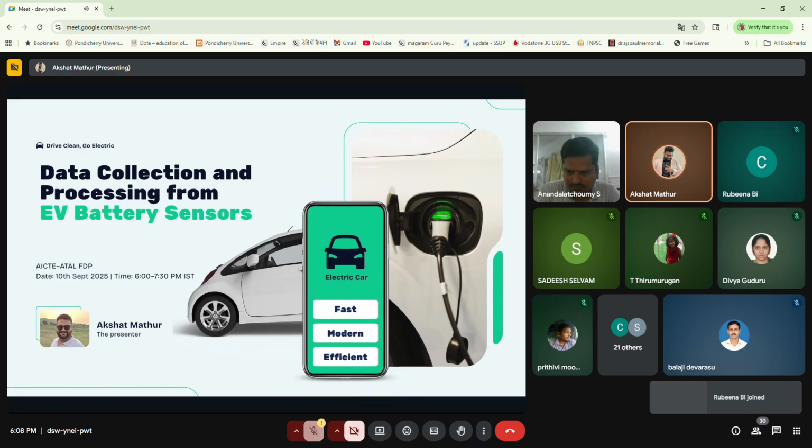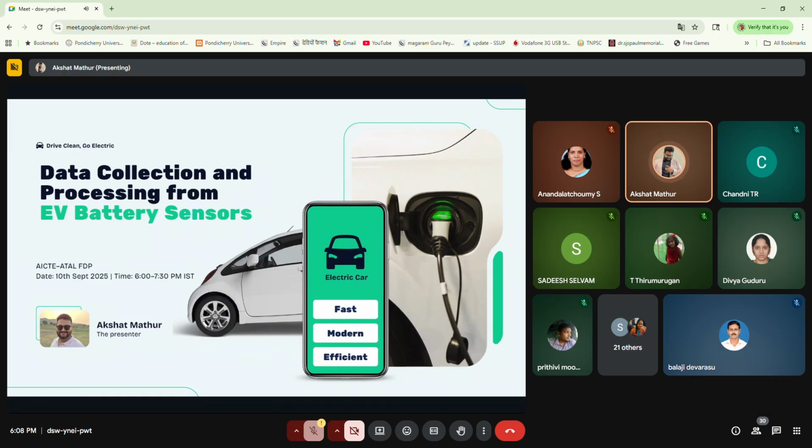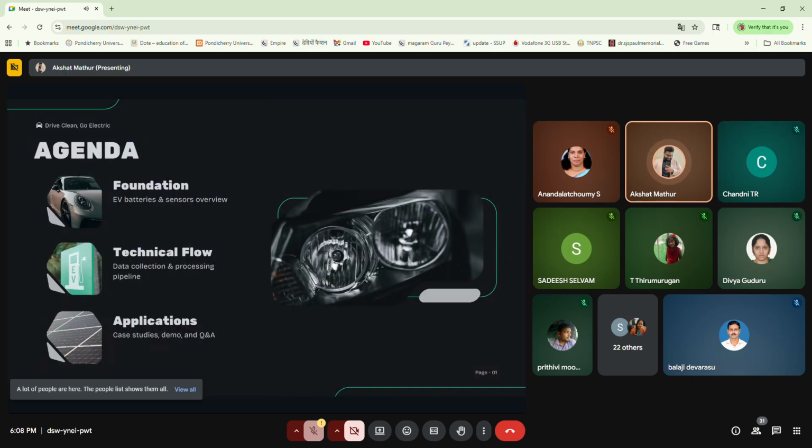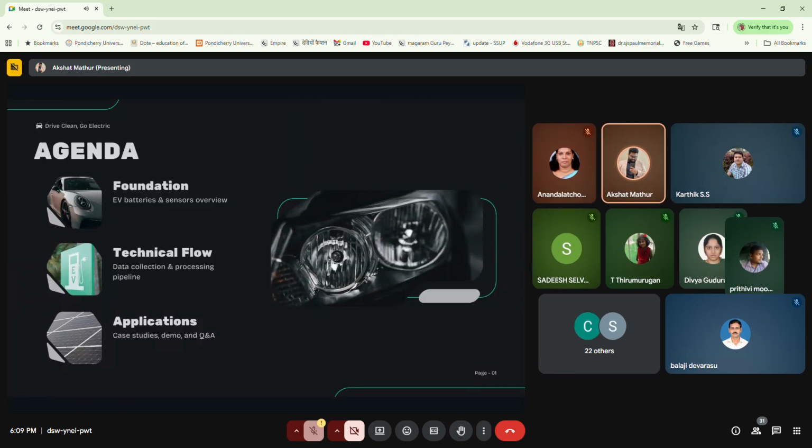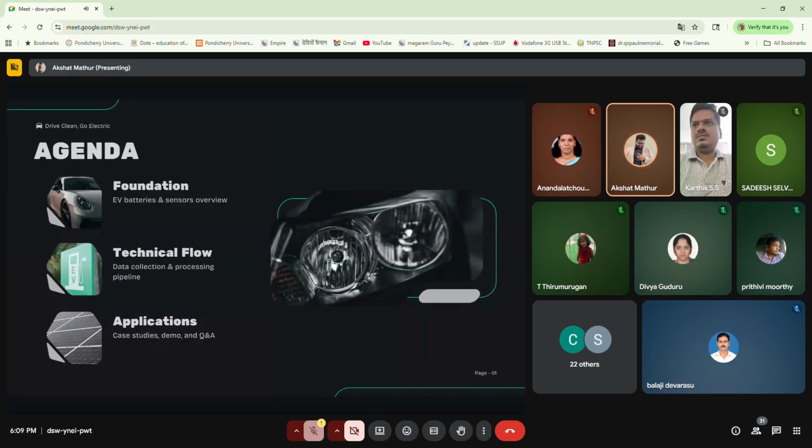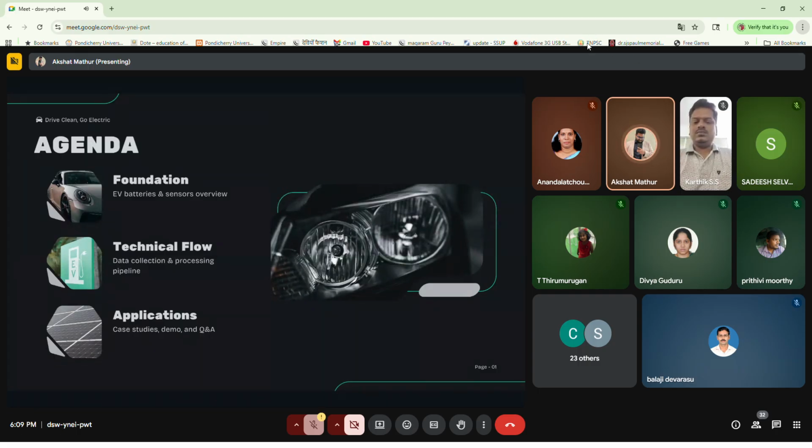Good evening, everyone. I am delighted to be here as part of this AICTE Atal FDP. Today's session is about data collection and processing from EV battery sensors, a crucial area for battery safety, efficiency, and future research in EVs. The roadmap for today is we will start with the foundation, then move into the technical flow, and finally connect it to real world applications. Let's begin by setting the stage with why EV batteries and their sensors matter so much.